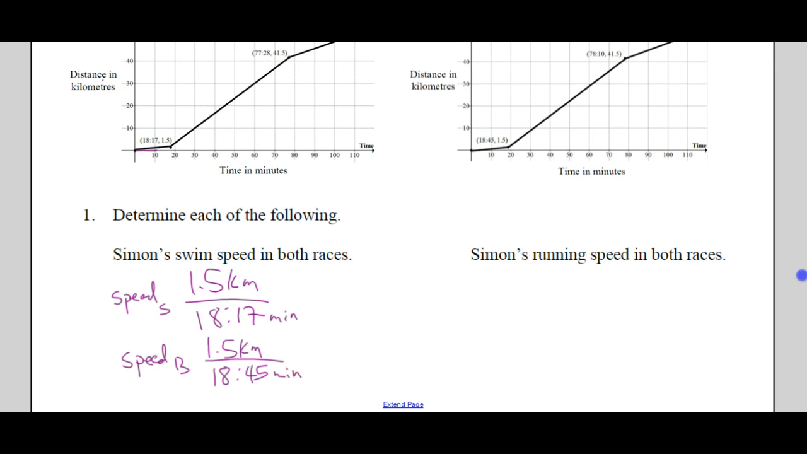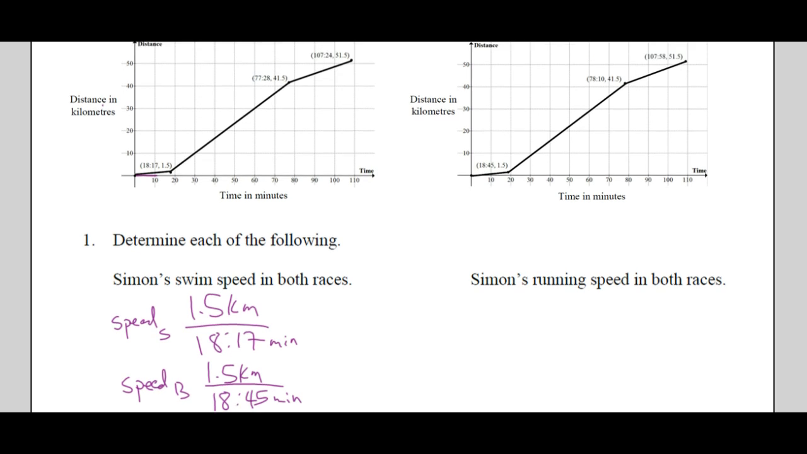Simon's running speed in both races. So for running speed, the run is here, so we need this distance, right? So his speed in Sydney is 51.5 minus 41.5. That's the change in y, delta y over delta x, the change in the y values, which is the definition of slope. Slope is y2 minus y1 over x2 minus x1. And the slope in this case is the speed, and speed is distance divided by time.